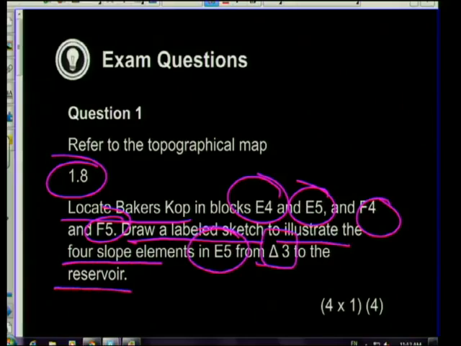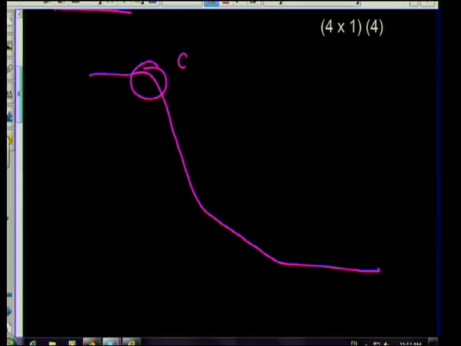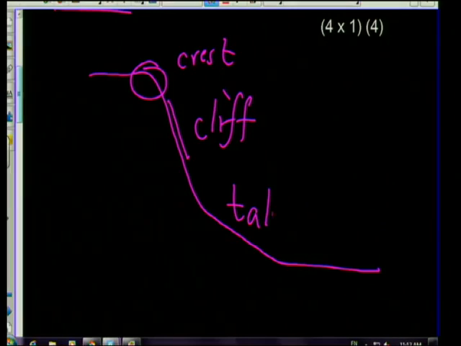Now, guys, this kind of question is largely for slope elements. Your slope elements, you should know them. Your crest, your cliff, your talus, your pediment, right? If you've done them in grade 11, right? Let's look at it. And I'm not going to spend too much time on this question, but note the following, right? That's my slope. Notice, there's the crest, which is the steep side. There's the cliff. There's the talus. And there's the pediment.